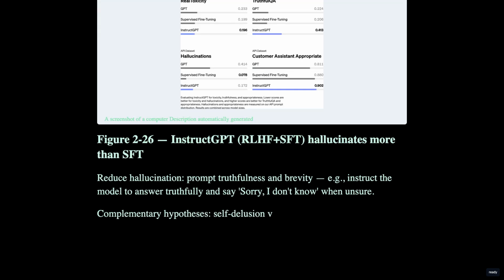These two ideas complement each other. The self-delusion hypothesis explains how self-supervision can make a model generate consistent but false content, while the mismatched internal knowledge hypothesis explains how external supervision can push the model toward incorrect internal representations. Both mechanisms can act together to produce hallucinations.